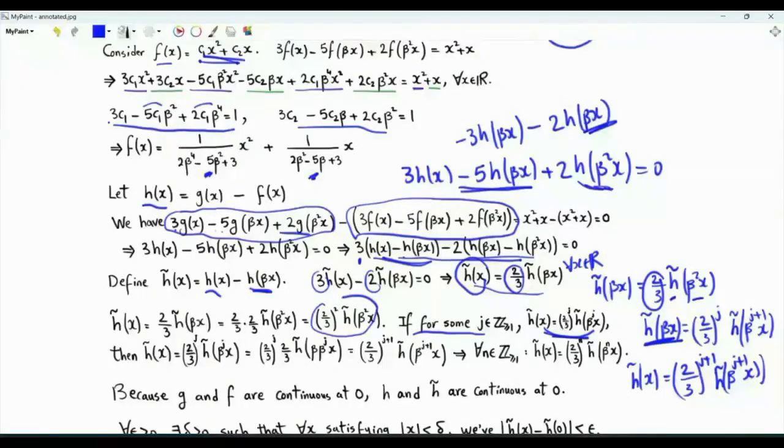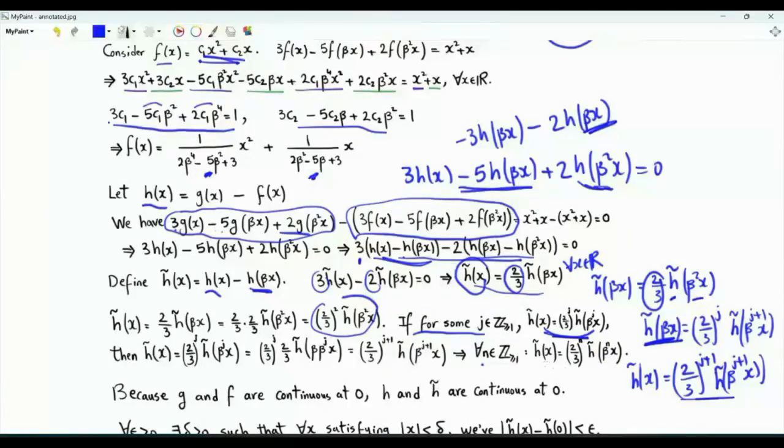This relation is true for j equal to 1. If it is true for j, it is true for j plus 1. This means that for every positive integer n, h tilde of x is equal to (2 over 3) to the power n times h tilde of β to the power n times x.